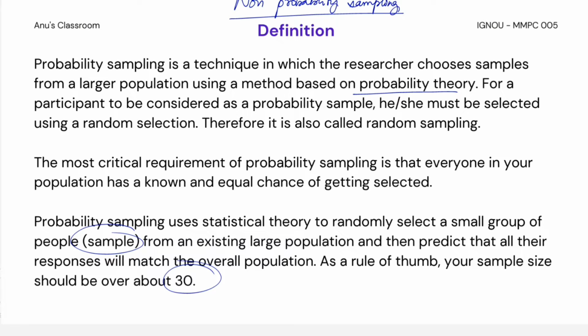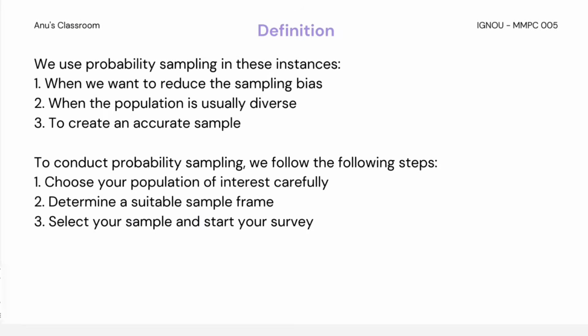Okay, so this non-probability sampling is not a part of our question answer, therefore I'm not going into that. Okay, now when can we use these probability sampling methods?